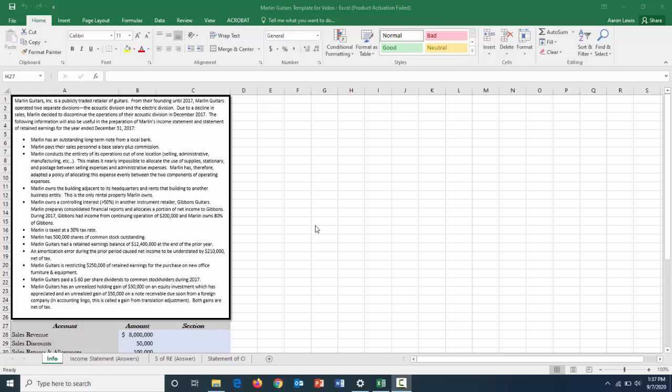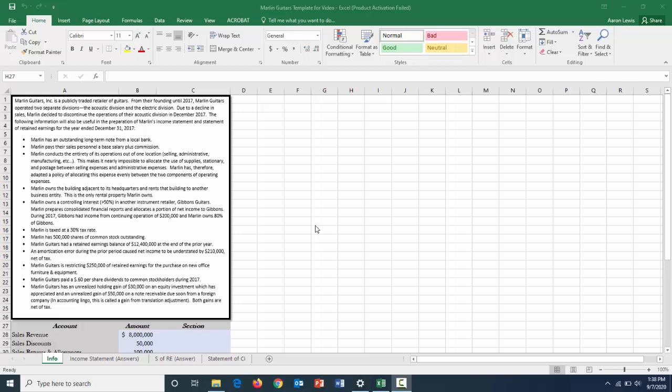We also have the following information that's going to be useful to help us prepare our income statement and statement of retained earnings for the year. We have an outstanding long-term note from a local bank, so we're going to have to declare some interest expense somewhere. We pay our sales personnel a base salary plus commission. We conduct the entirety of our operations out of one location, which means it's nearly impossible to allocate the use of supplies, stationery, and postage between what went to selling and what went to administrative. So we need to display those two separately on our income statement. We have to have our selling expenses, we have to have our administrative expenses. How are we going to do that? Well, we're going to use this policy that we're just going to split it equally down the middle.